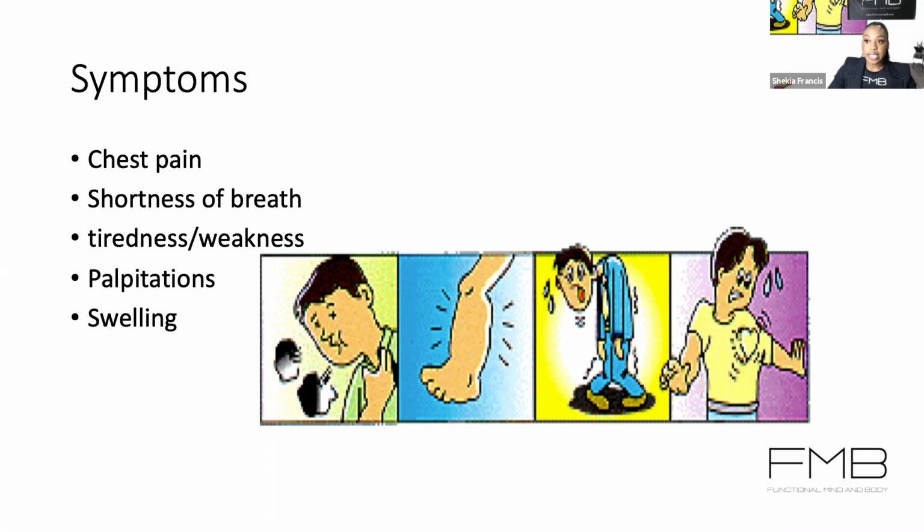Out of ordinary tiredness or weakness. For some reason you just keep on feeling like you're very weak. That can be a sign of coronary artery disease if it happens constantly. Having palpitations, your heart fluttering, beating really, really fast, can also be a sign of coronary artery disease, and swelling in your legs.